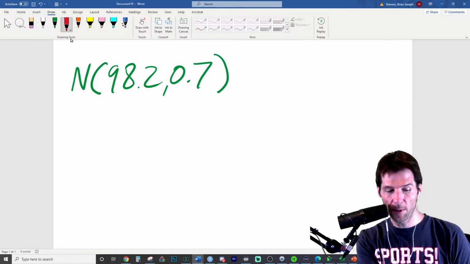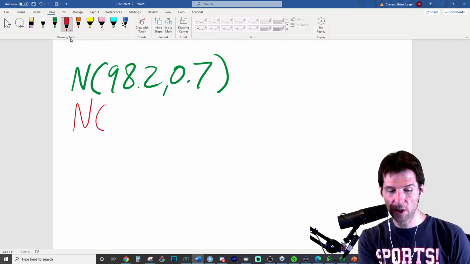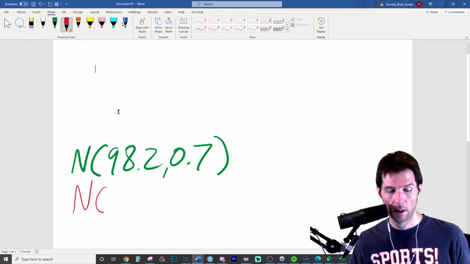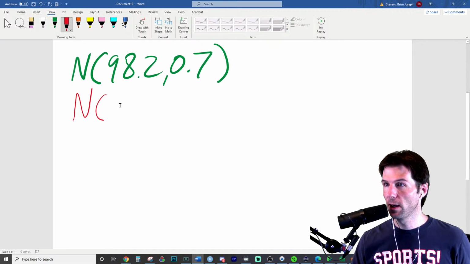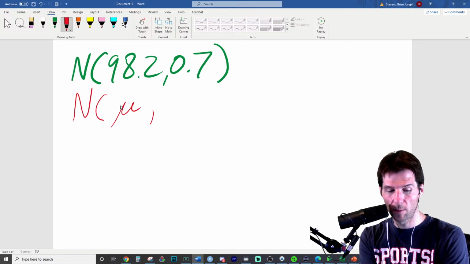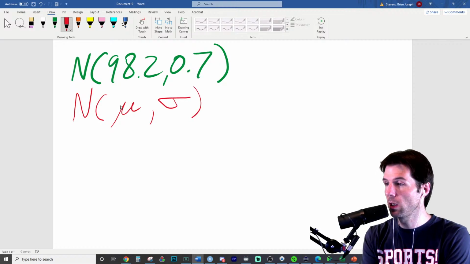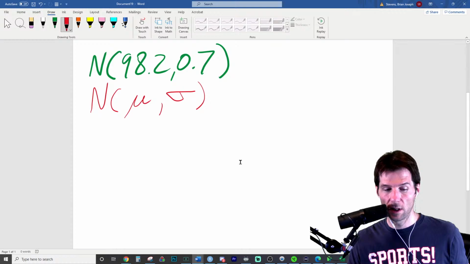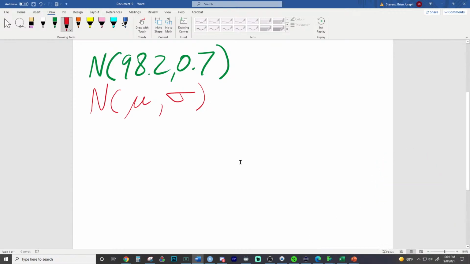When you write this capital N, that's the shape. The first number you give right here is the mean of the distribution, and the second number you see is the standard deviation. Those are just notations, mu and sigma, for mean and standard deviation. So I want you to think what I'm going to start drawing immediately when I start writing this.